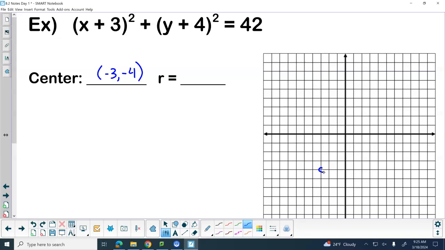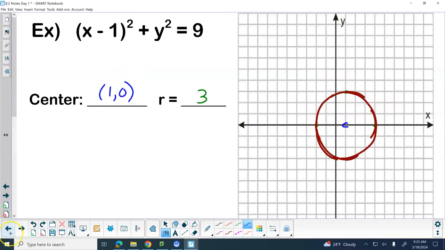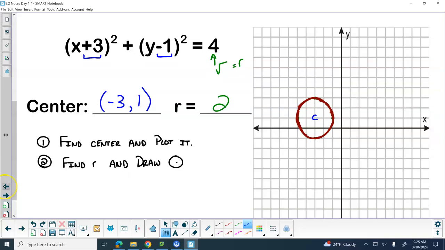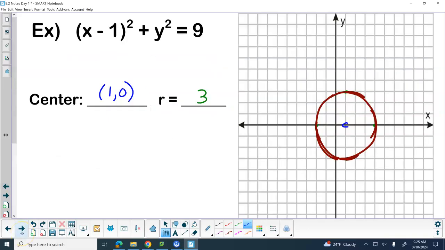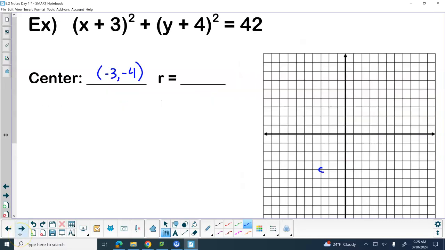Go back 2 slides. How did we figure out that 2 was the radius here? By the square root, right? How did we figure out that 3 was the radius here? Square root. How am I going to figure out the radius here? Square root of 42. Can the square root of 42 be simplified? It can, if there's a perfect square factor of 42.